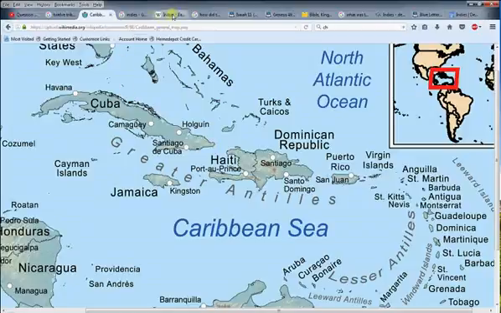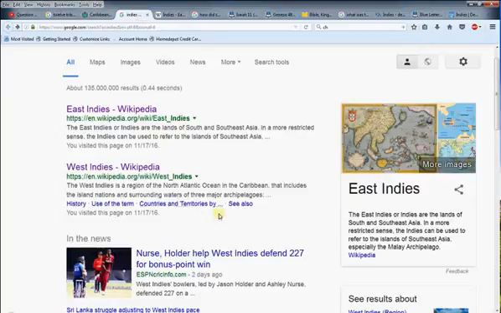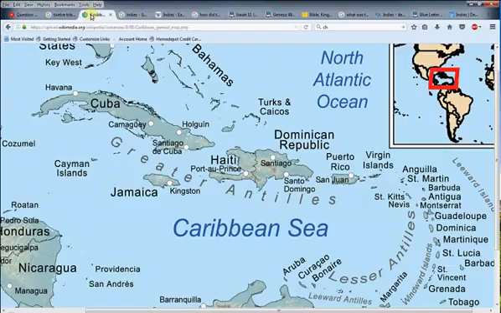So if you just go back to what was put together, the East Indies, or Indies, are the lands of Southeast Asia. In a more restricted sense, the Indies can be used to refer to the islands. You see that? It's referred to the islands. So backing up what I was saying before, how Indies represented the islands.